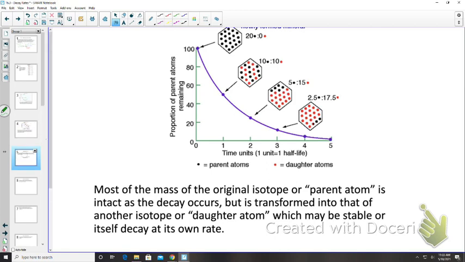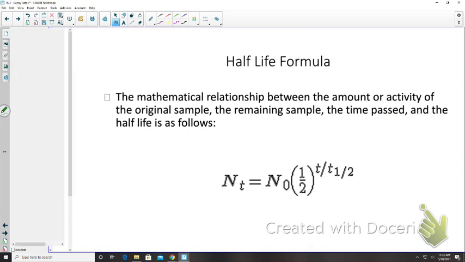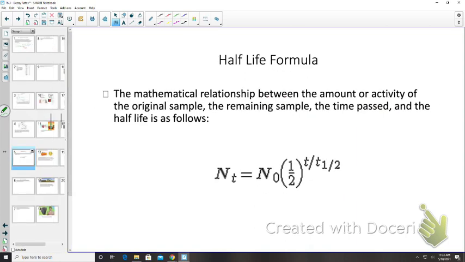All right. So here is our half-life formula. The mathematical relationship between the amount of radioactivity of the original sample, the remaining sample, the time passed, and the half-life is as follows. N after a period of T is equal to N naught, which is the amount of nuclei in the original isotope, multiplied by 1/2 to the exponent T divided by T half. That is the time elapsed divided by the half-life.